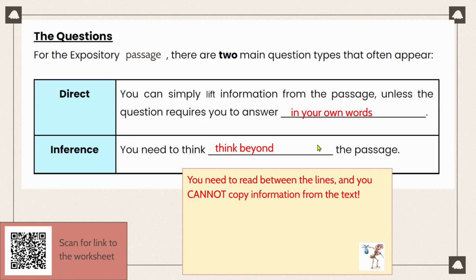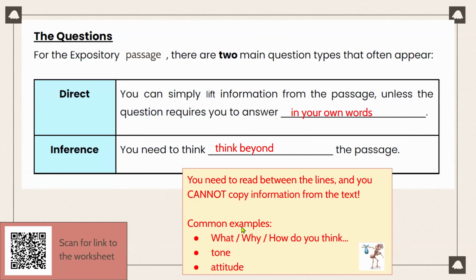Now, because you're making a guess, you cannot copy information from the text. Otherwise, it's as if it is a direct question. So for inference questions, you need to think beyond the passage. Common examples of inference questions would be the ones you see on screen: what, why, how do you think, tone, and attitude questions. Typically, the phrase "do you think" gives it away that it's an inference question.